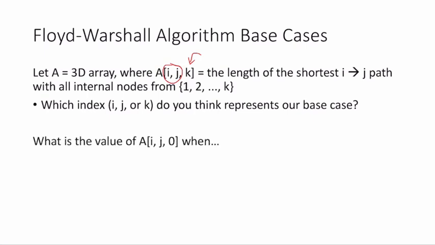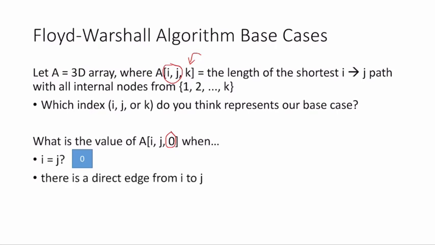Well, I can always fill in the case when I don't allow any internal nodes. So that's sort of the easiest thing to do, the easiest rows or columns, or since this is a three-dimensional table now, you can think of it as like the base layer of the table. What is the value of that base case? Well, we have three different scenarios. Our first scenario is when i is equal to j, and in that case, we can just say that the length of the path is 0.